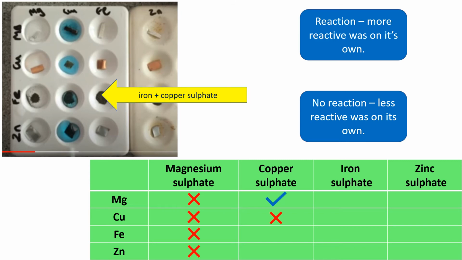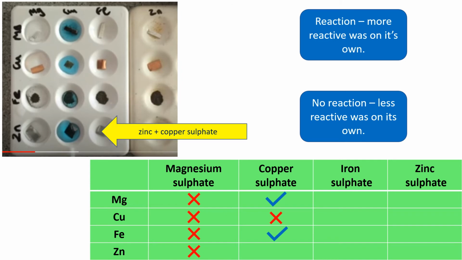Next one here, iron plus copper sulfate. If you look carefully, you can see a slight colour change. You can see the blue of the liquid is actually slightly paler, and you would see bubbling there. There is a reaction. And then finally, zinc plus copper sulfate. Again, there's a slight change in the colour of the blue.